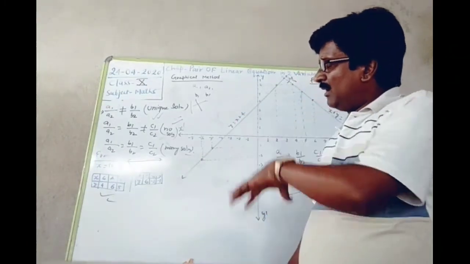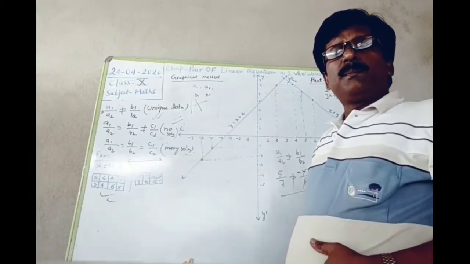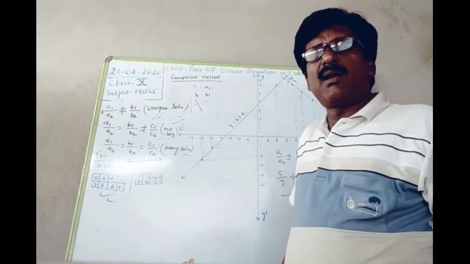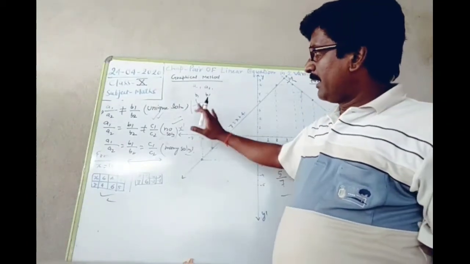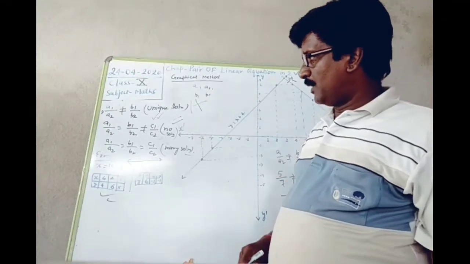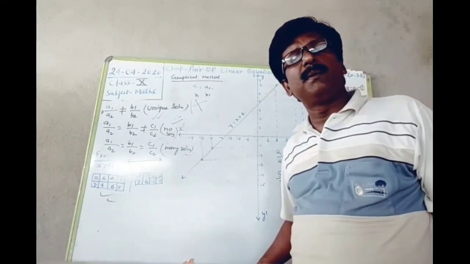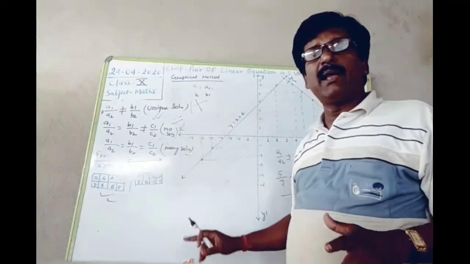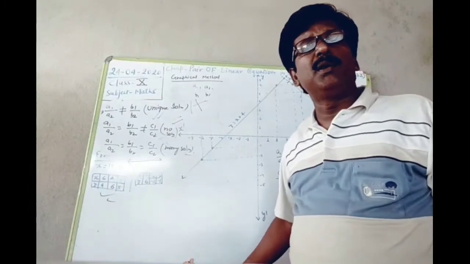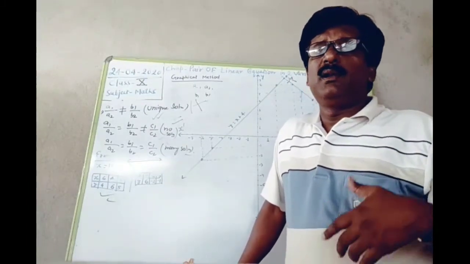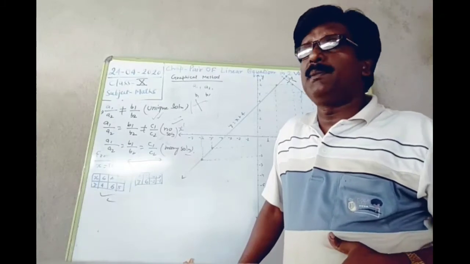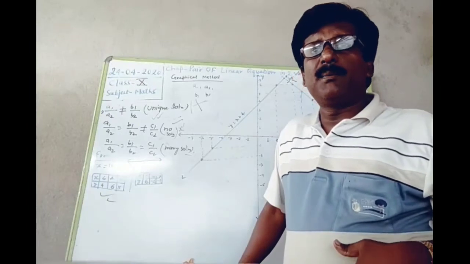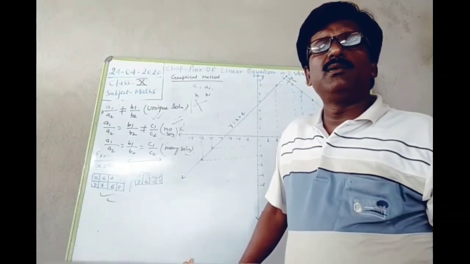Actually, both questions, question number 2 and question number 3, are the same question. Now, there is a language change. How has the language been changed? Their questions in question number 2 were based on intersecting, parallel and many solutions. So how can we identify whether it has intersecting lines? When A1 by A2 is not equal to B1 by B2. And how do we identify parallel lines? When A1 by A2 is equal to B1 by B2, but this is not equal to C1 by C2. And coincident lines? A1 by A2 is equal to B1 by B2 is equal to C1 by C2.